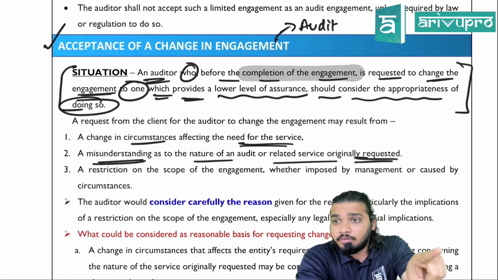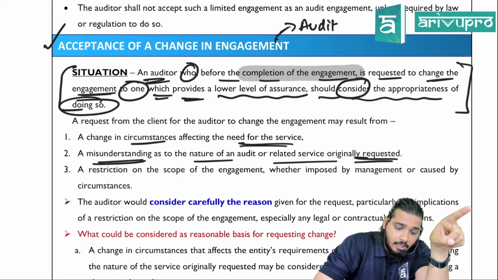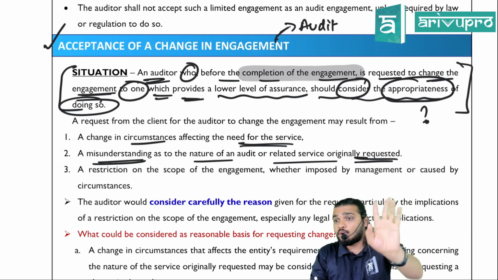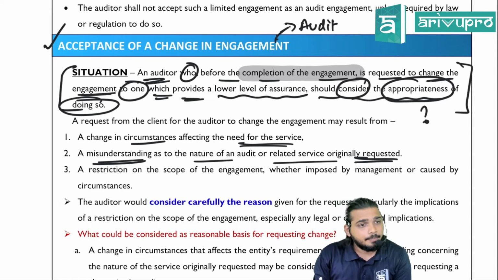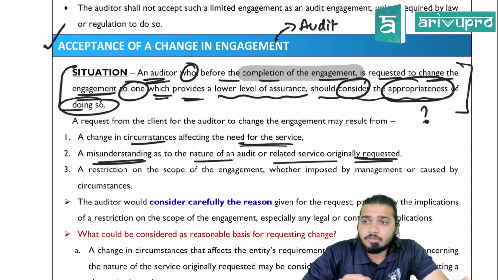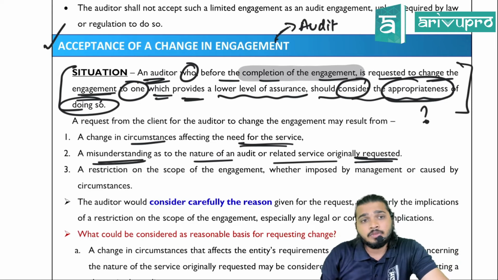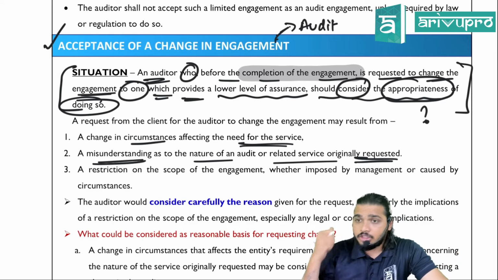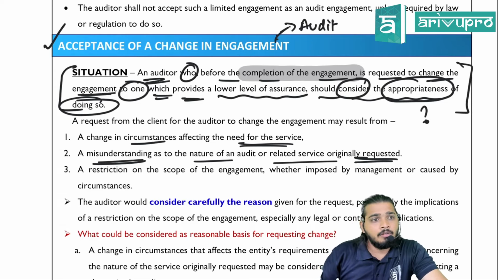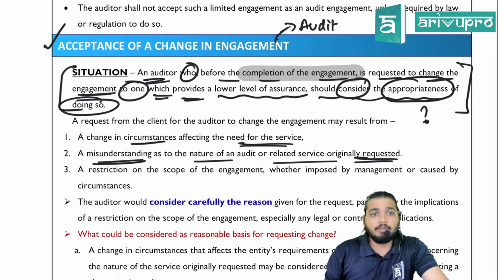They are not telling us to do it. They are telling us to consider the appropriateness, meaning a question mark whether I should do it or not. Clear? Yes. What is the first reason? Due to circumstances. Sir, law changed. Government changed. Business changed. COVID happened. COVID gave notice, sir, 14 days notice: I am coming on March 24th, be ready. No. Circumstances. We have to change.